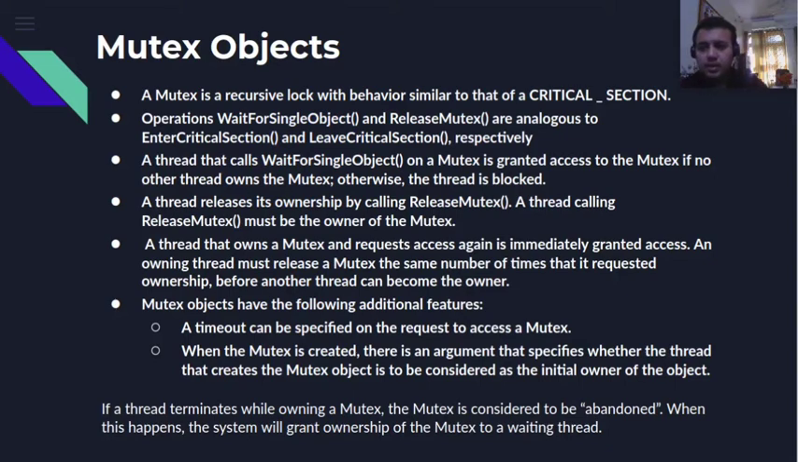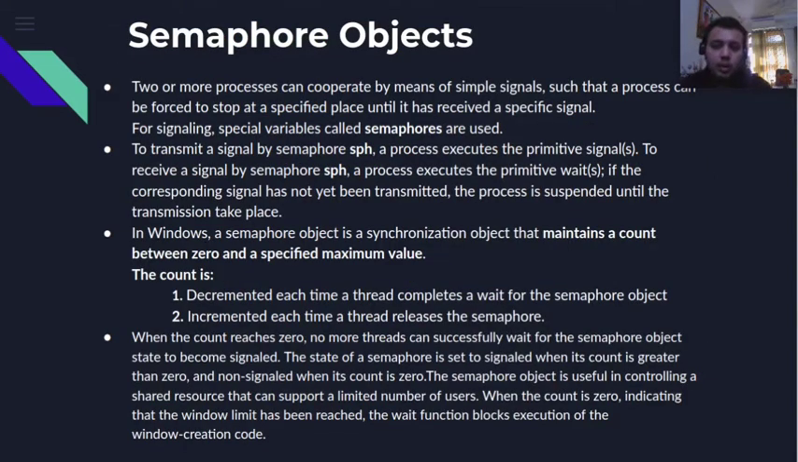Now let's have a look at semaphore objects. Two or more processes can cooperate by means of simple signals such that a process can be forced to stop at a specified place until it has received a specific signal. For signaling, special variables called semaphores are used. To transmit a signal by semaphore, a process executes the primitive signal. To receive a signal by a semaphore, the process executes the primitive wait. If the corresponding signal has not yet been transmitted, the process is suspended until the transmission takes place.